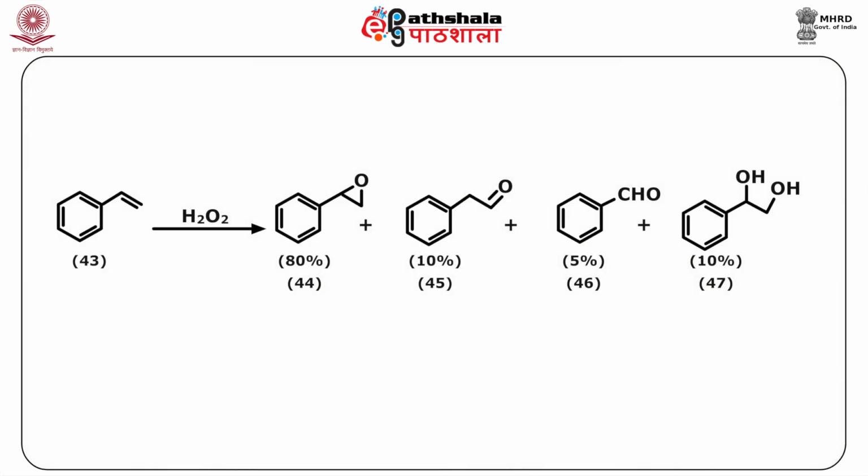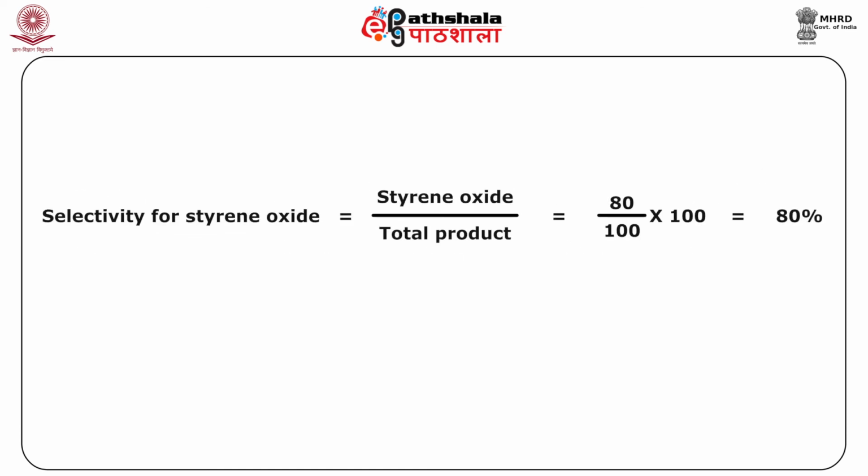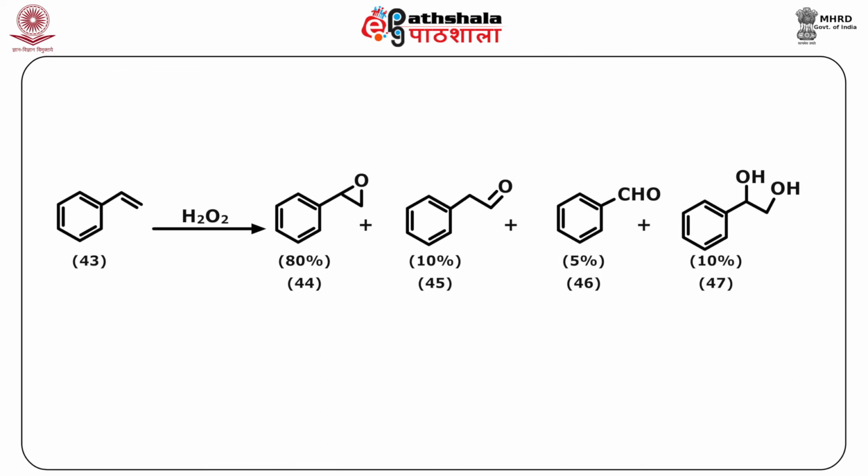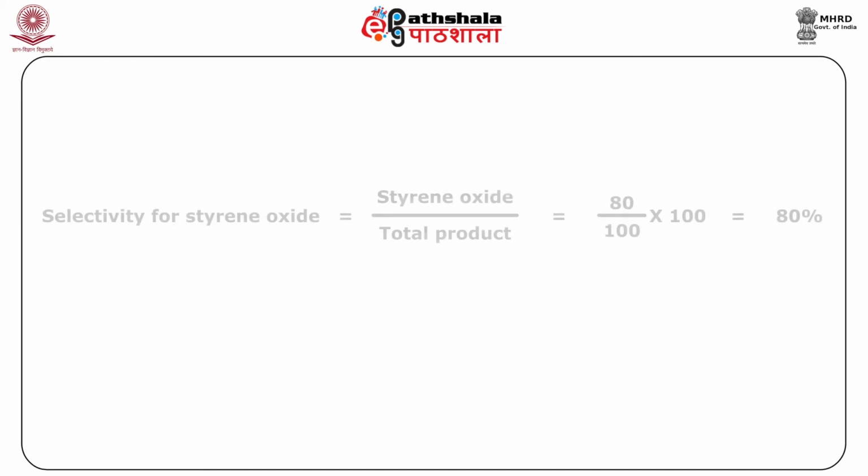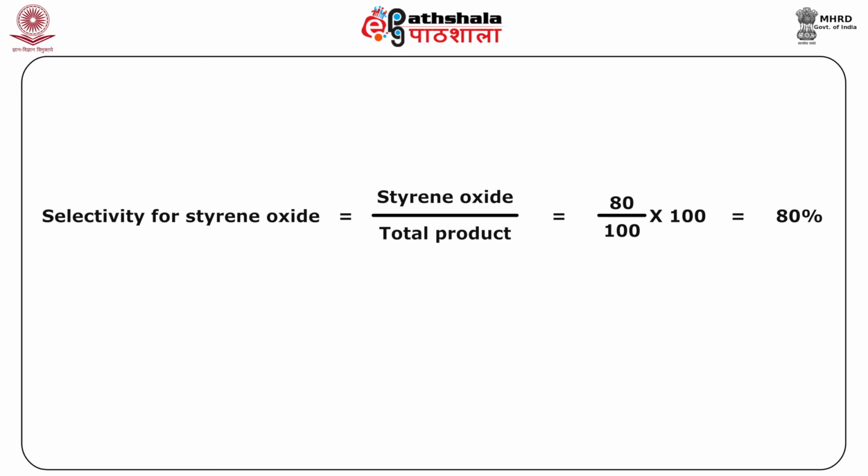Oxidation of styrene 43 in the presence of hydrogen peroxide gives possibly 4 products. Styrene oxide 44 is the major product as shown here in the figure. We can calculate the chemoselectivity for the formation of the styrene oxide. The other compounds obtained are in different ratios of 10%, 5% and 10%, where the major is 80% of the epoxide. Selectivity for the styrene oxide is calculated as the styrene oxide as a ratio of the total products, which is 80 by 100 into 100, giving us 80% of the product.